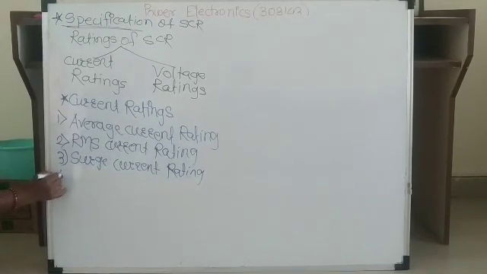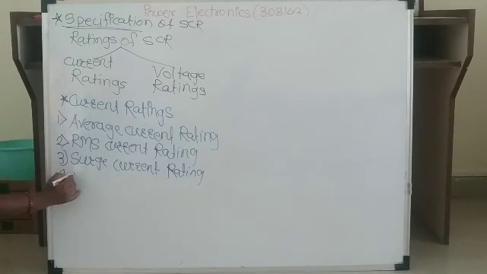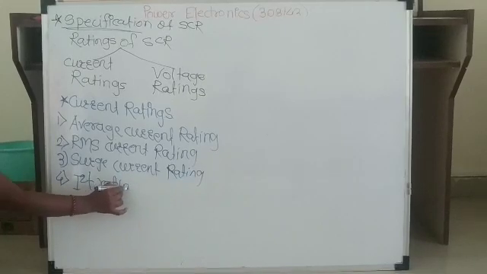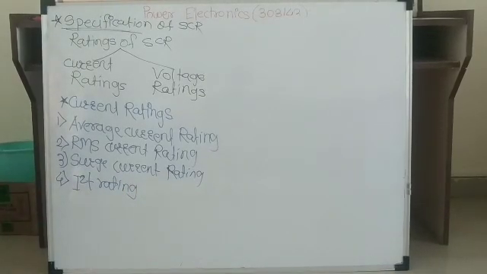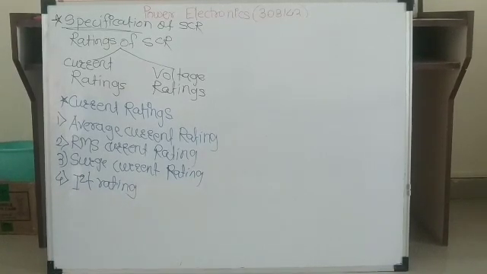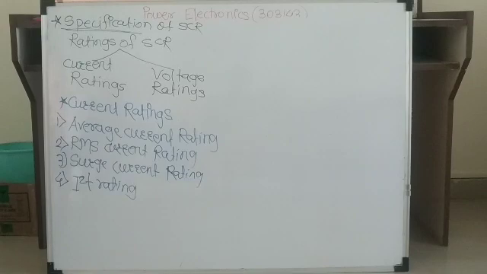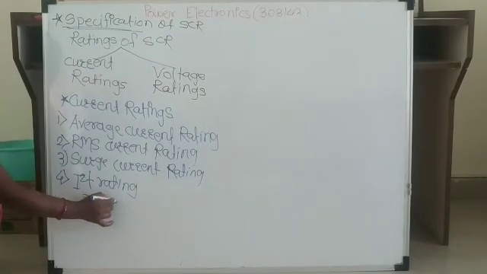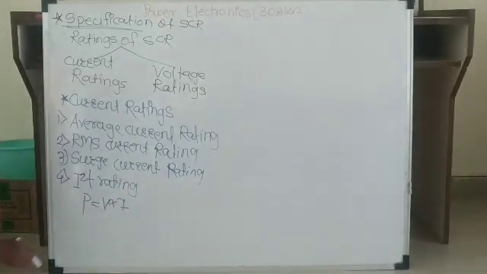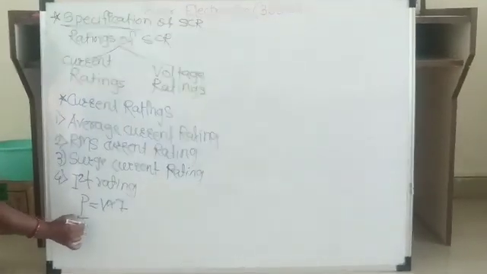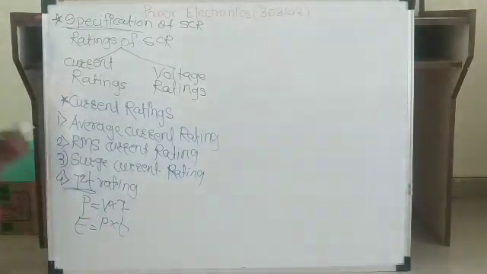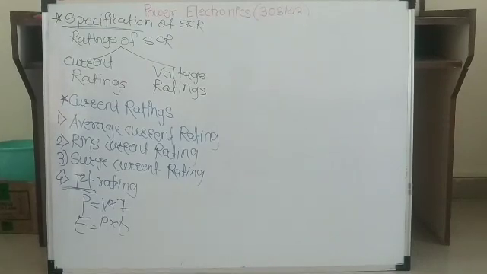The next rating, the fourth one, is the I square T rating. What does this I square T indicate? I square T is nothing but energy. As we know, power is V into I, that is voltage into current, and energy is power into time. So we can say that this I square T rating is nothing but the energy rating.